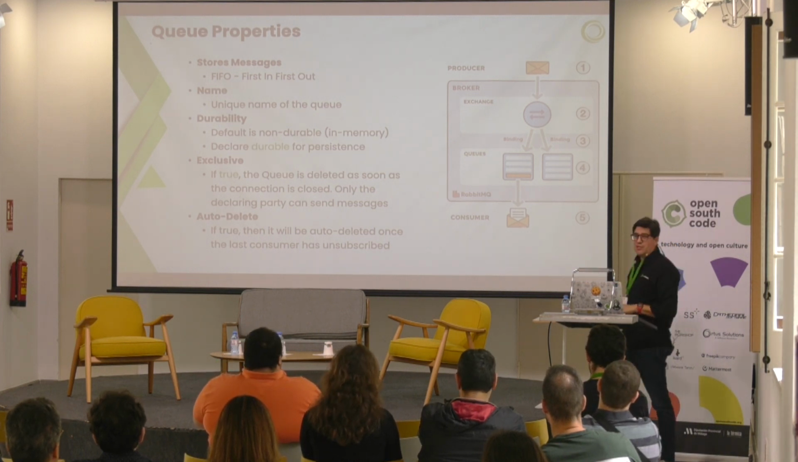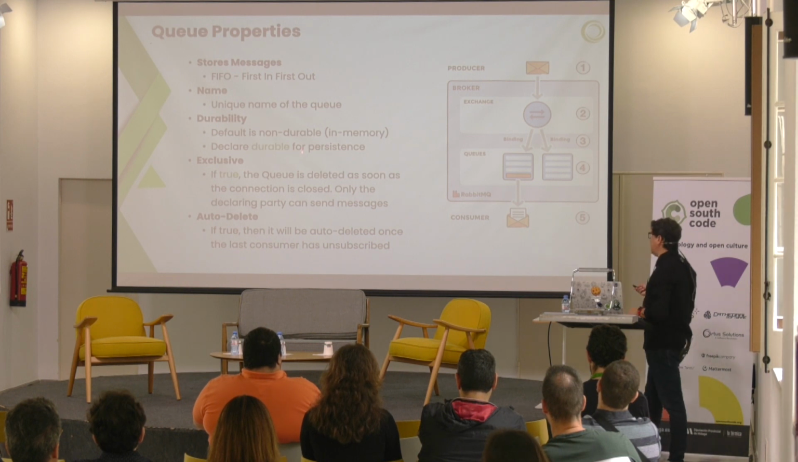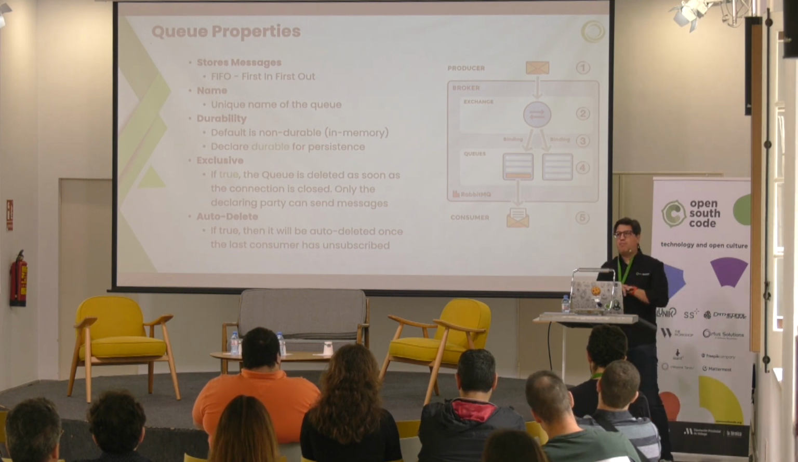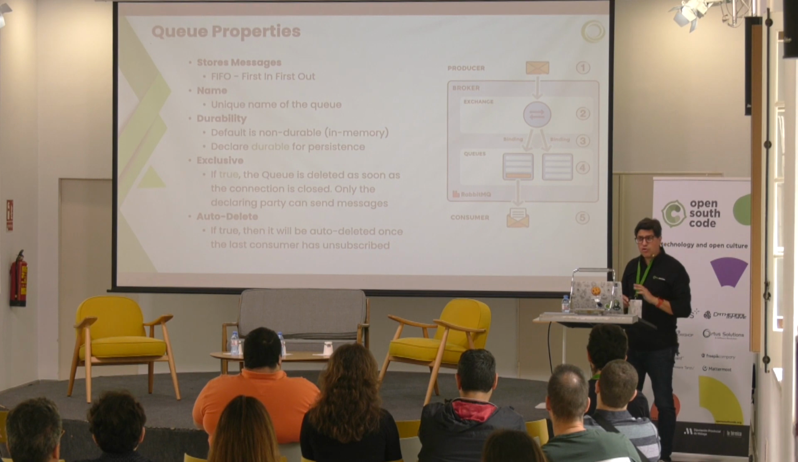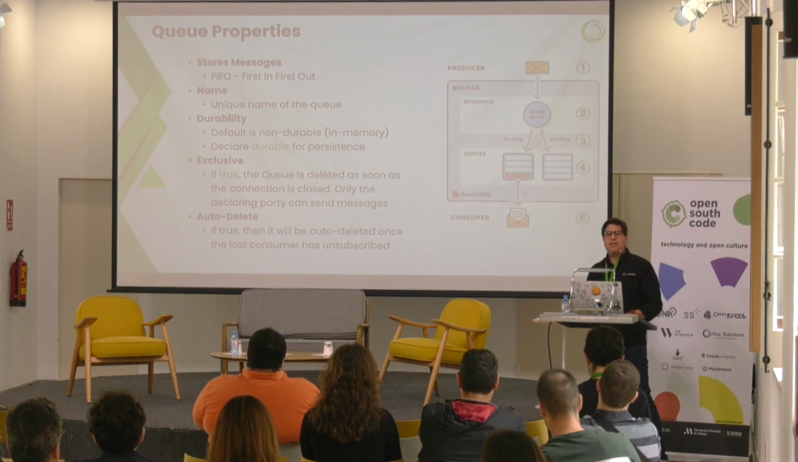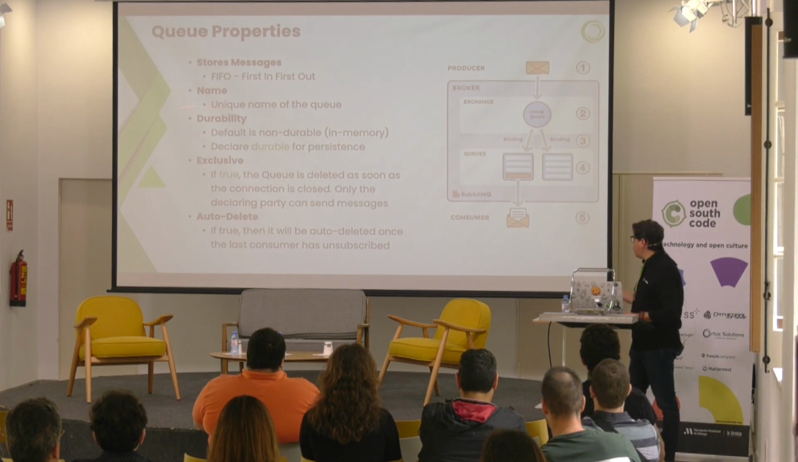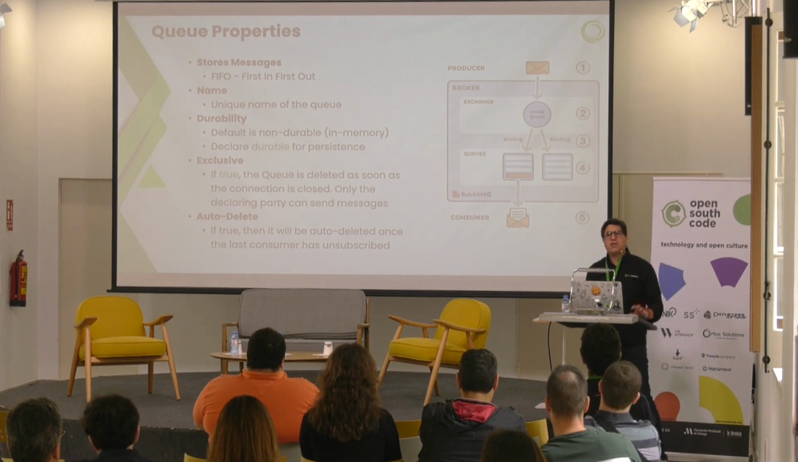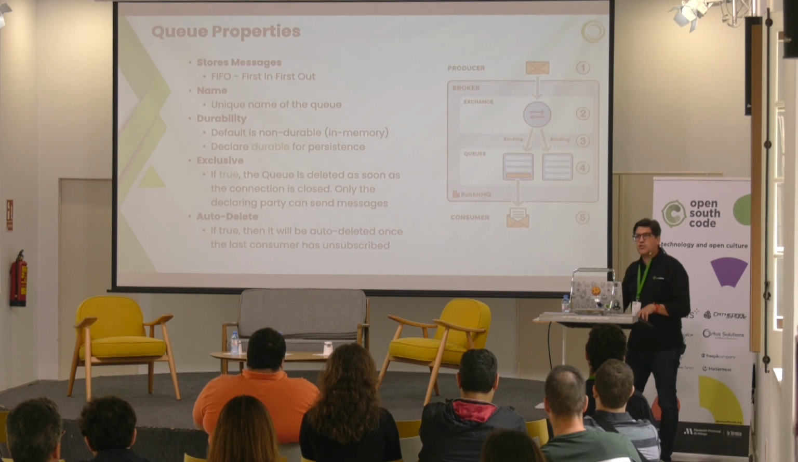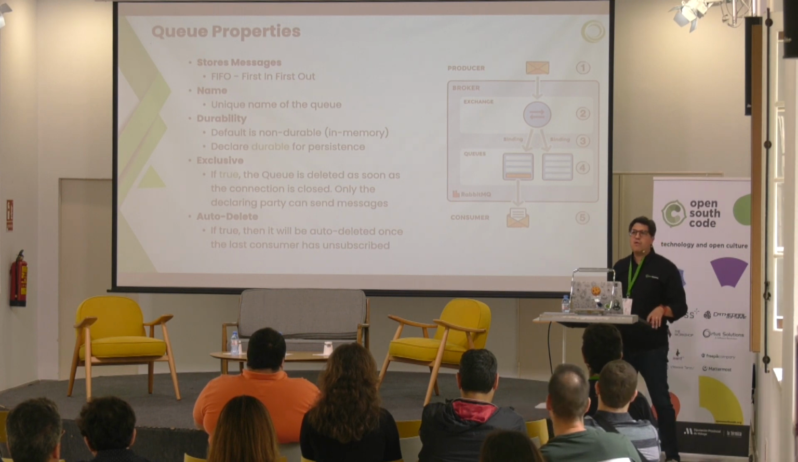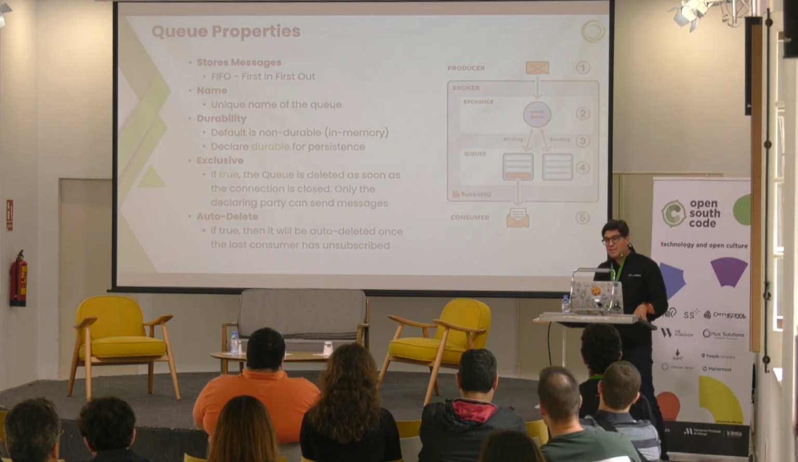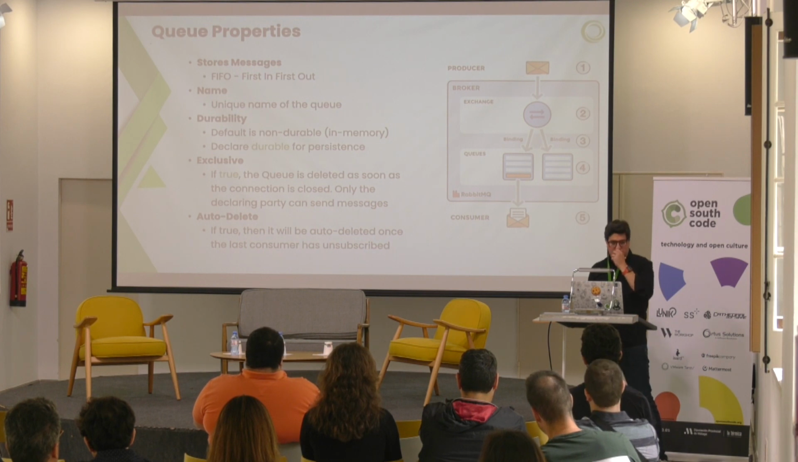They have durability as well. By default, it is non-durable, so this is just pure in-memory. So if you have a failure in Rabbit, then of course you're going to lose your messages and you don't want that, right? So make it durable, right? And they're going to store not only in memory, but also on disk. So if you have a failure in Rabbit itself, then you can recover, okay?